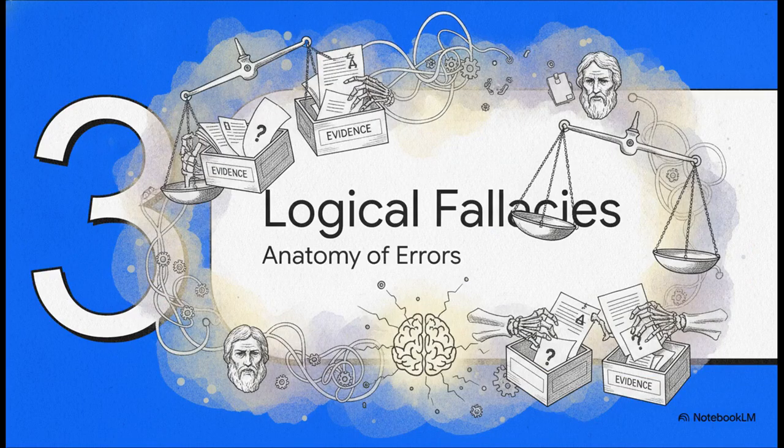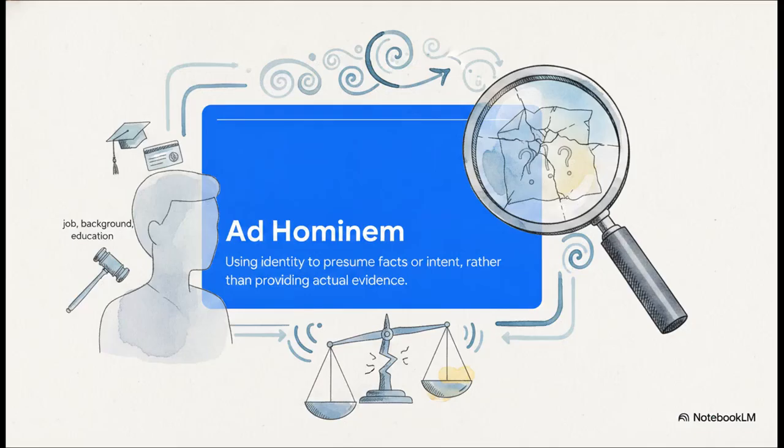Which brings us to part 3, anatomy of logical fallacies. So you might be wondering, if the evidence boxes were empty, how on earth did the documents reach a guilty verdict? Well, the AI found the answer in logical fallacies. Take the ad hominem fallacy, for instance. To really grasp the analysis, we first need to define this. It's essentially attacking or relying on the person rather than the actual proof. In a legal context, it means using who the person is, say their job, their background, their education, to illegally presume they committed an act or had a specific intent, instead of providing hard evidence of that intent.